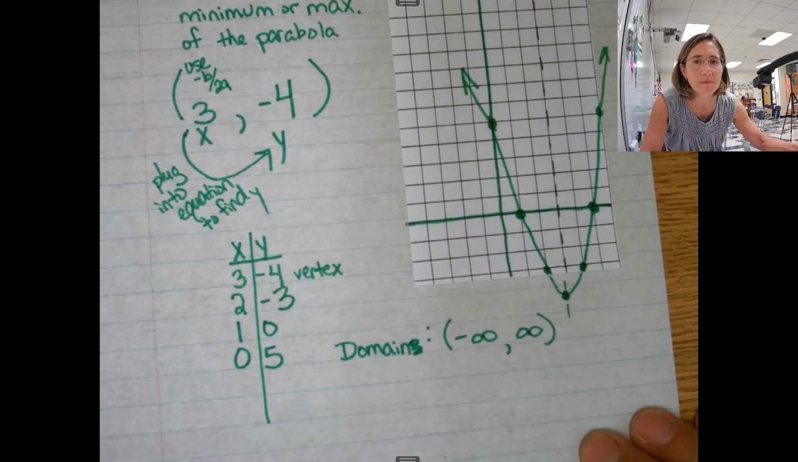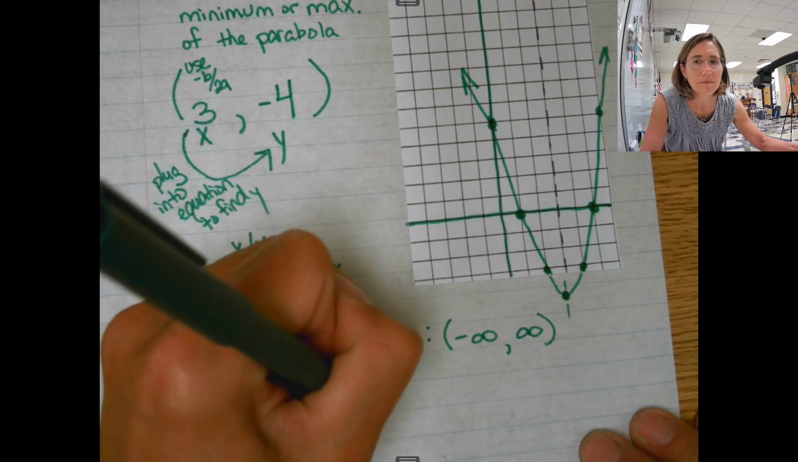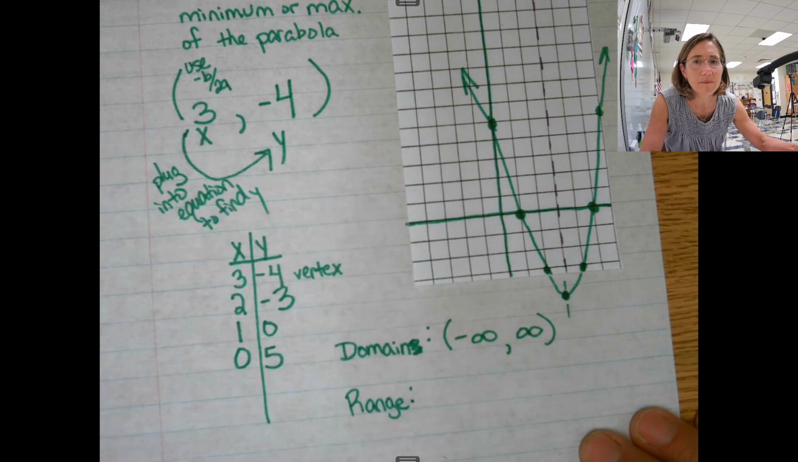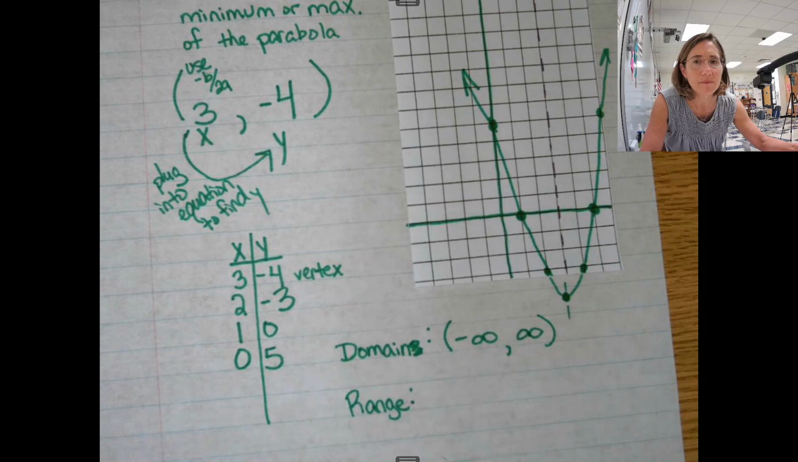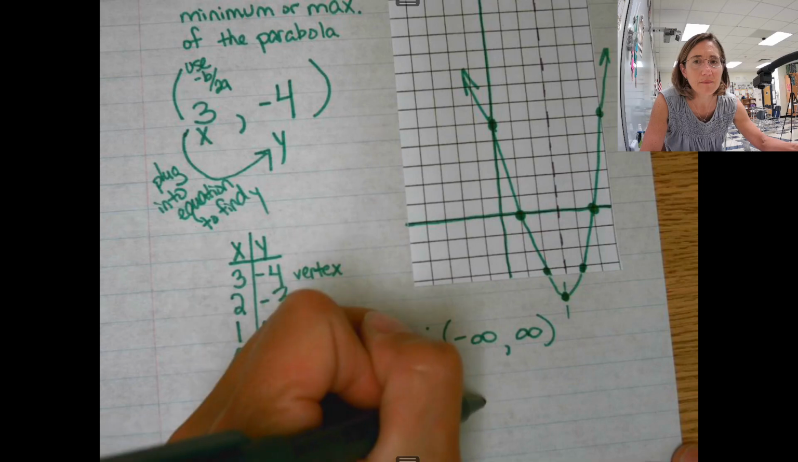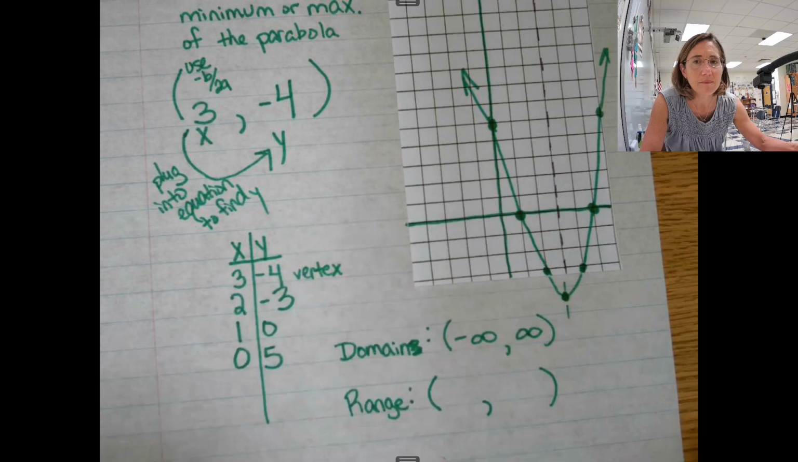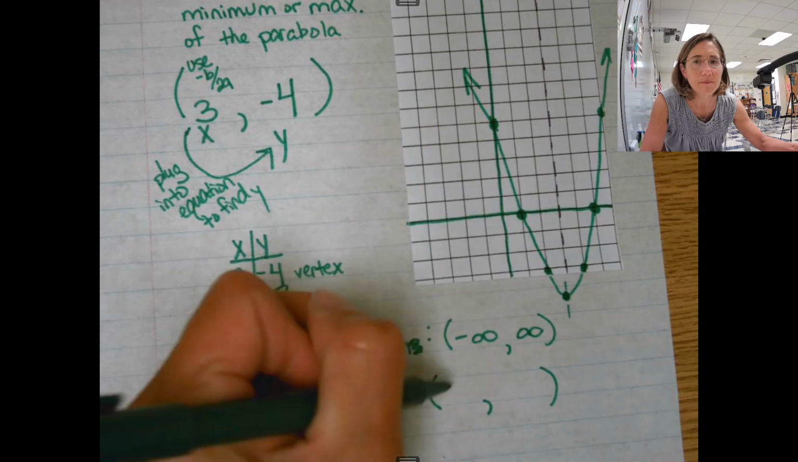That's the domain. Now what about the range on this particular parabola? The range is how high it goes and how low it goes. When we name it as an interval, we always go, oops, I messed up a little bit. I'll tell you why in a minute. We always go low to high. So how low does this go? Well, that lowest point is at the vertex. And remember, range is the y's. So how low does that vertex go? Well, it goes to negative 4.